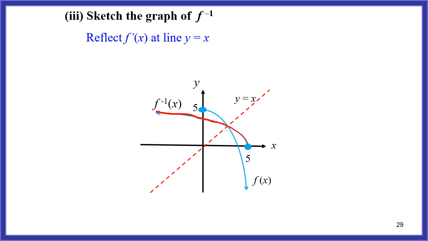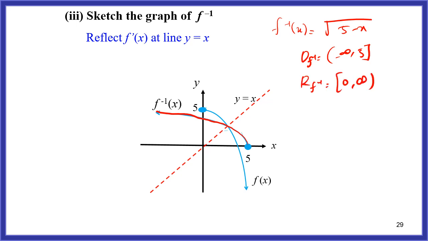Or you can use the f inverse function, which is equal to square root of 5 minus x. So what is the domain? Sorry, the domain is equal to negative infinity up to 5. This is the domain of f inverse, and the range of f inverse is equal to from 0 to infinity. So here it's going to the left, and here it's going positive, so it's going up. So the graph should be going to the left and up. That's why it's going to this side. Okay, so you can sketch using these two methods.